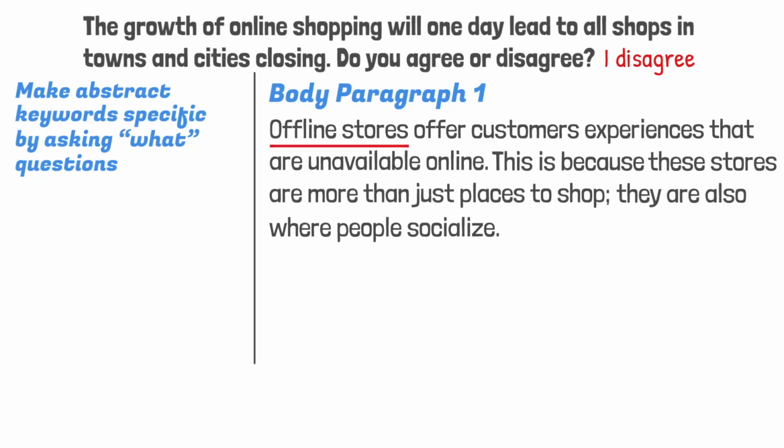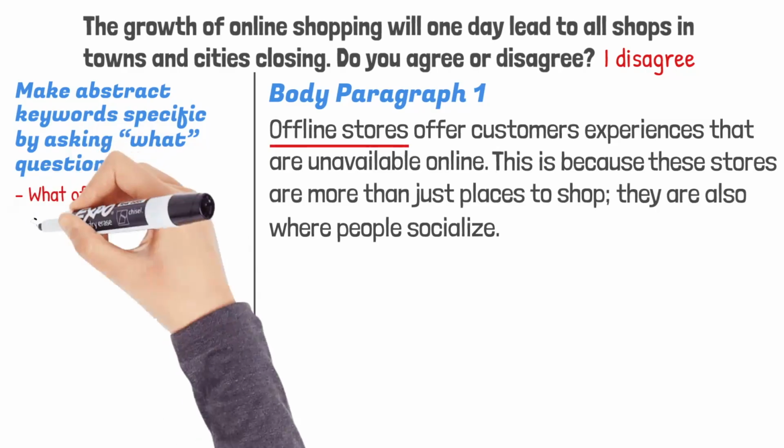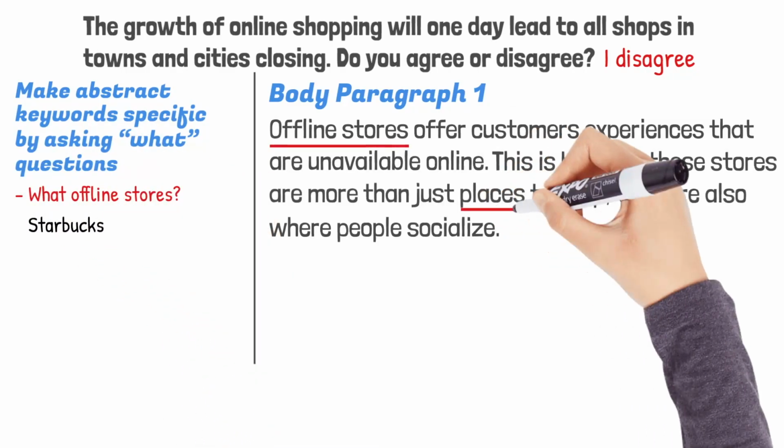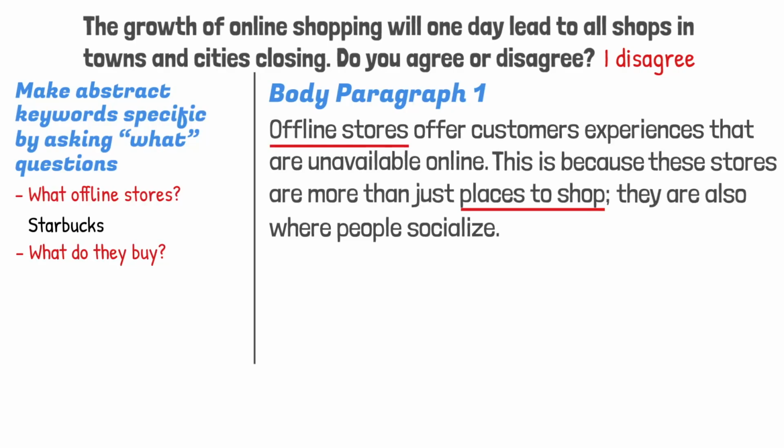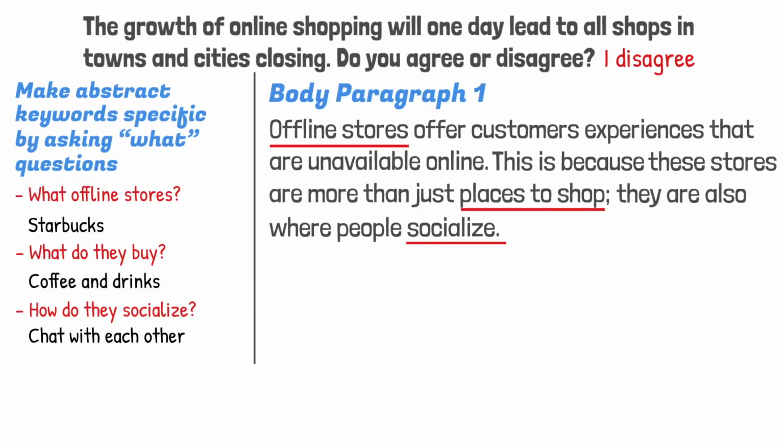So, offline stores. What offline stores exactly? Speaking of socialization, I immediately think of coffee shops like Starbucks. Places to shop. What do people buy at a Starbucks store? They buy coffee and drinks, don't they? Socialize. How do they socialize? They talk, they chat with each other. Sometimes I ask myself how questions, but most of the time I find that asking what questions is the best way to come up with details.